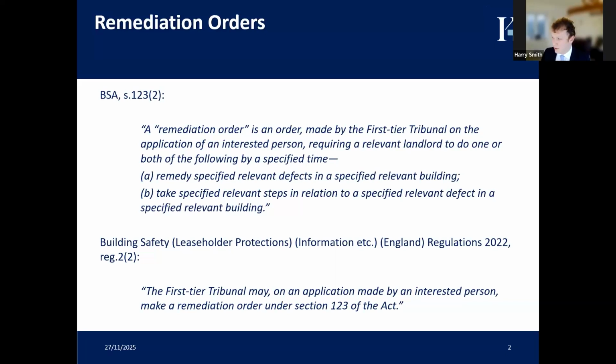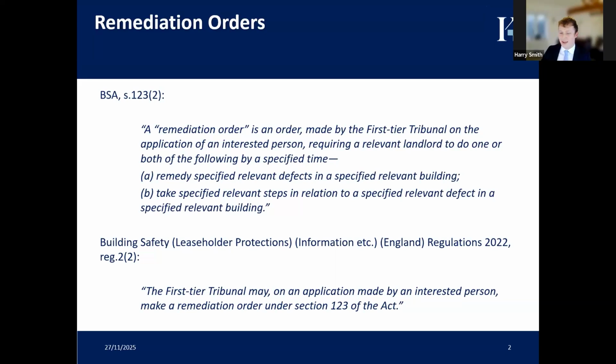Then the second provision is in the 2022 regulations, and it's the provision which empowers the tribunal to actually make a remediation order, because that power was absent from the Act. The regulation says the First-tier Tribunal may, on an application made by an interested person, make a remediation order under section 123 of the Act. Now, three points arise immediately from those provisions. The first is that the jurisdiction to make the order lies with the tribunal. So that's the forum in which applications for remediation orders must be made. You can't make an application for a remediation order to the High Court.